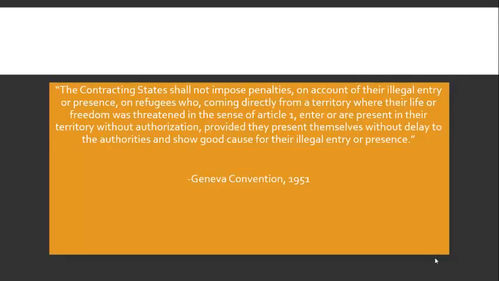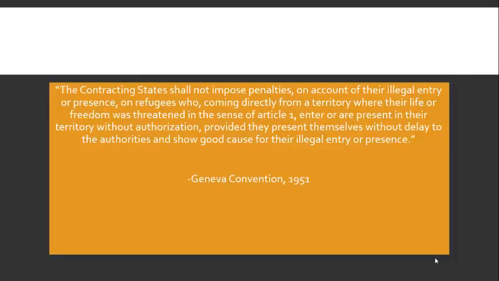Now, this is from the Geneva Convention. It states, the contracting states shall not impose penalties on account of their illegal entry or presence on refugees who, coming directly from a territory where their life or freedom was threatened, in the sense of Article 1, enter or are present in their territory without authorization, provided they present themselves without delay to the authorities and show good cause for their illegal entry or presence.